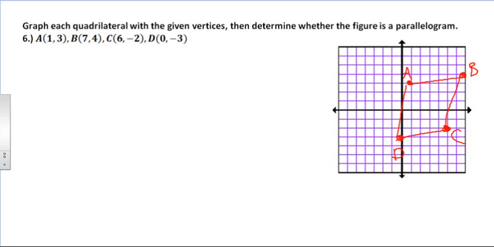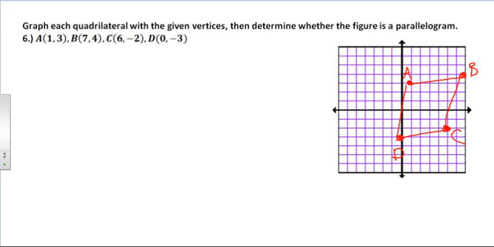Well, there are a bunch of different ways to do this. I could show that the opposite sides are parallel to each other, and that was by the definition of a parallelogram. I could show that the opposite sides are congruent. I could show that the diagonals bisect each other, or any of those ways that we talked about here. The method I'm going to show today is using slope to show that sides are parallel to each other.